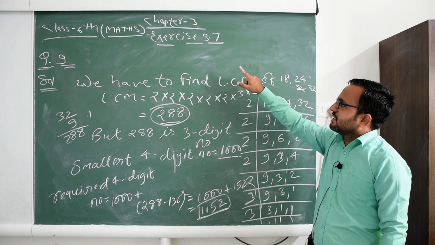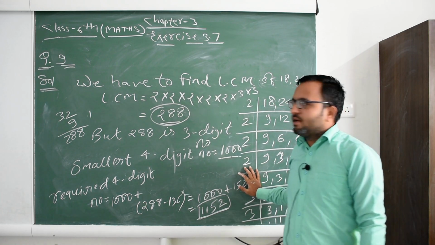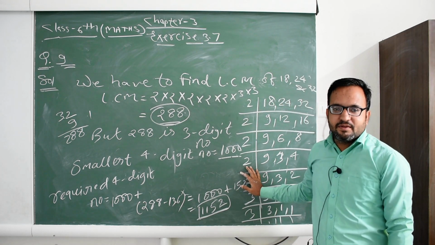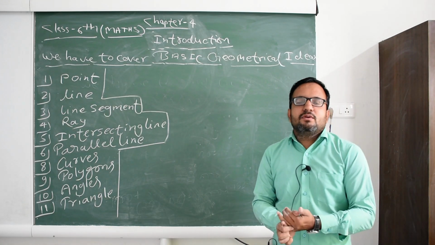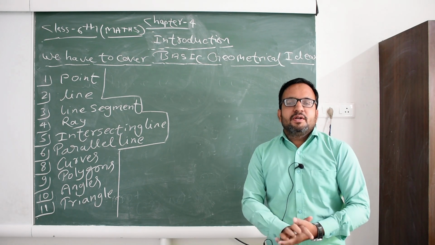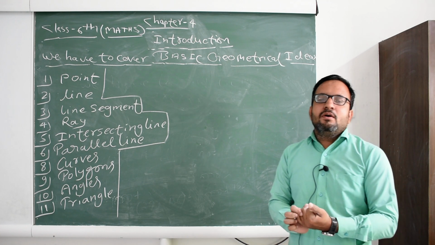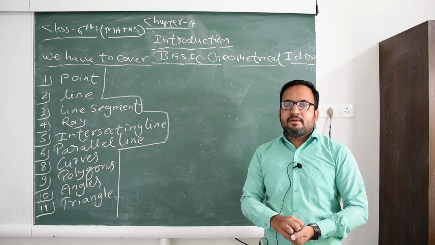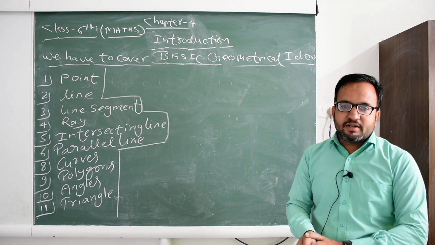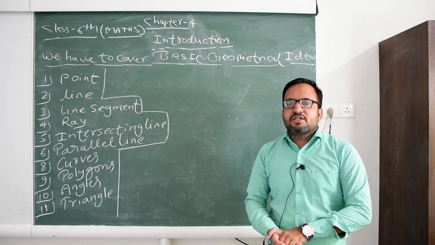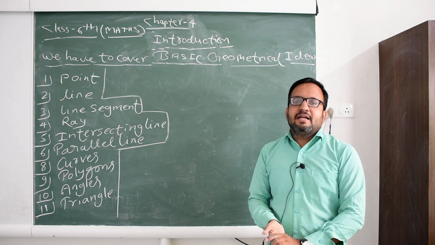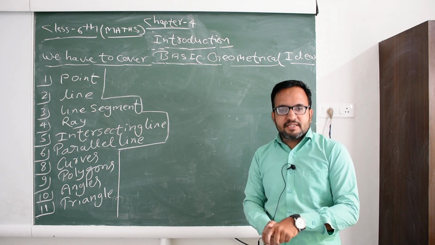Okay, so this is your last question of this exercise. Now chapter 3 will be completed. I hope you understood it very well. Once again I am here to solve your mathematical problems. Today we are going to start chapter number 4. This is the introduction video of chapter number 4. Your chapter name is Basic Geometrical Ideas. In this chapter we discuss different types of shapes and their measurements.